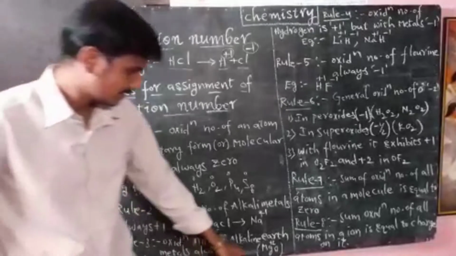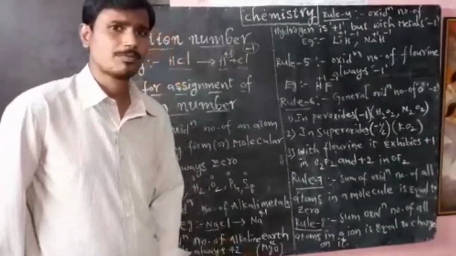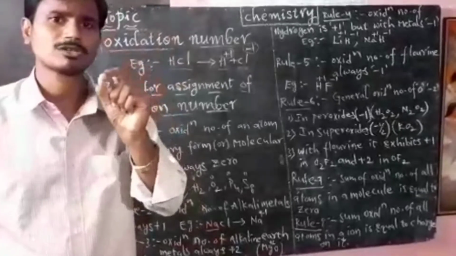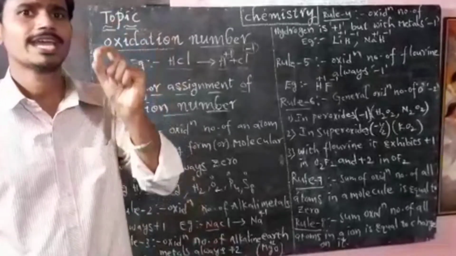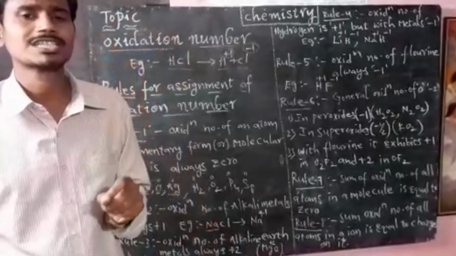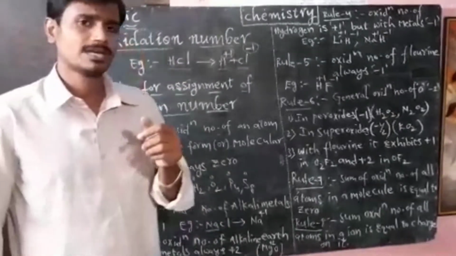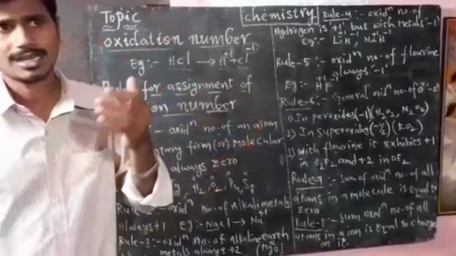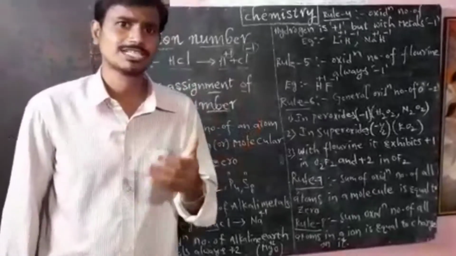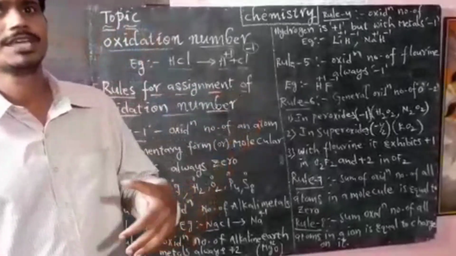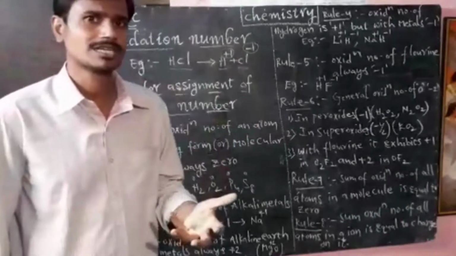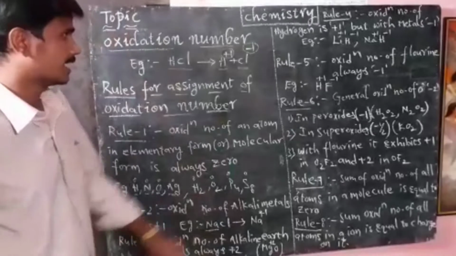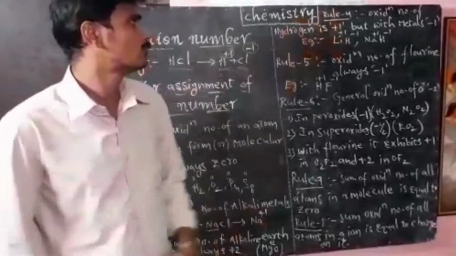For example, here I have taken magnesium oxide. In magnesium oxide, magnesium belongs to the second group, so it always shows oxidation number +2. Not only magnesium. Any element from the second group, alkaline earth metals like beryllium, magnesium, calcium, strontium, barium, always exhibits oxidation number +2. This is rule 3. Next, rule 4.